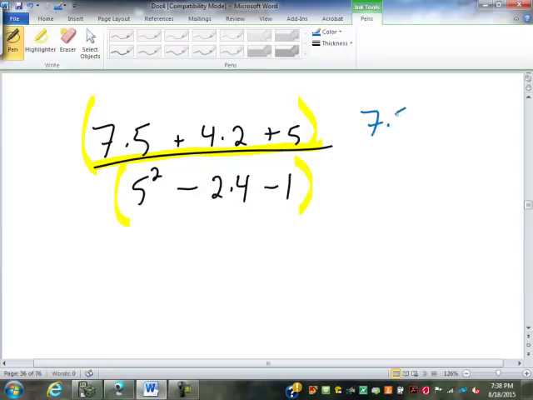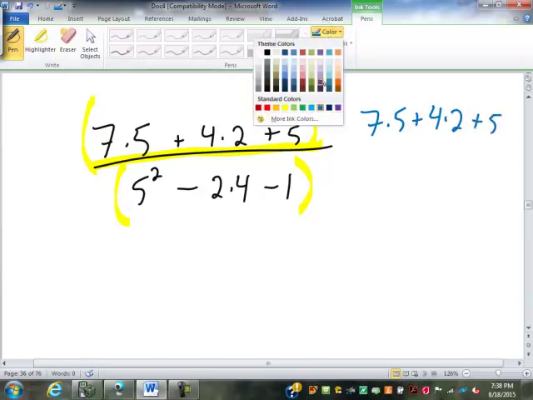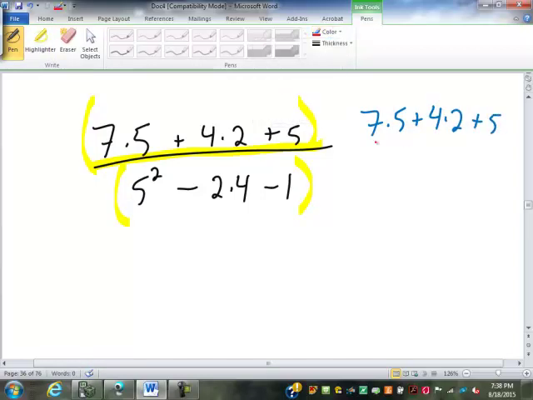I'm going to write that over here. What do we have to do first there? 7 times 5 is 35. And then the 4 times 2 is 8. Then what?